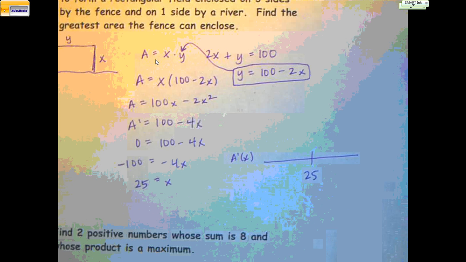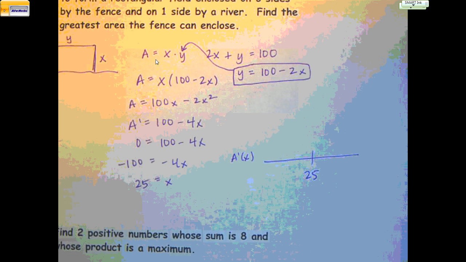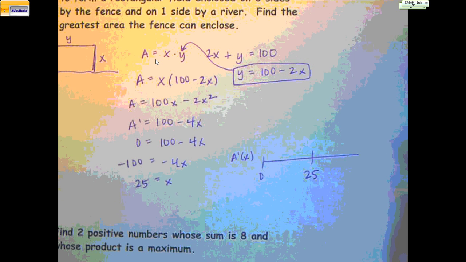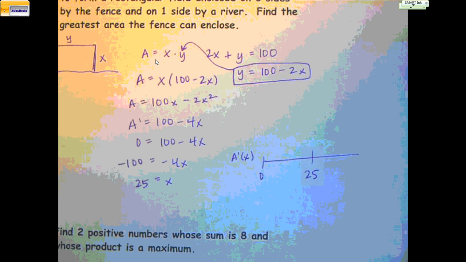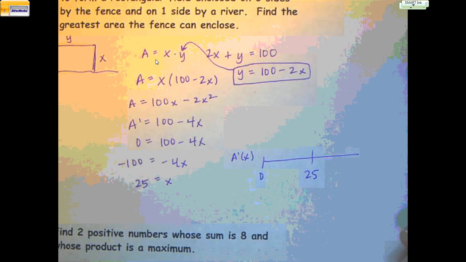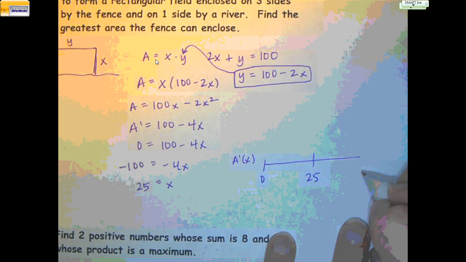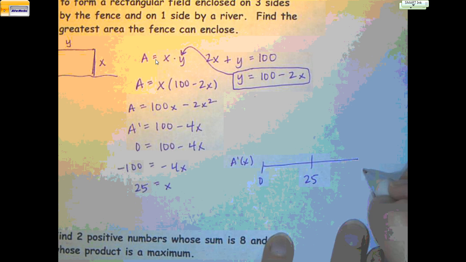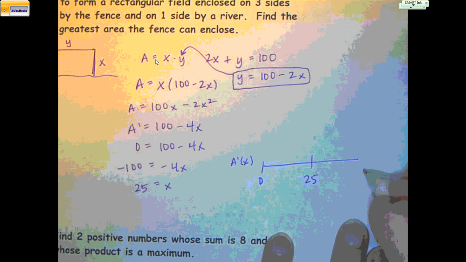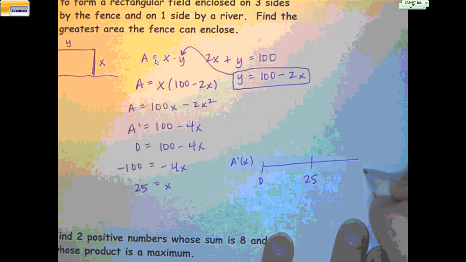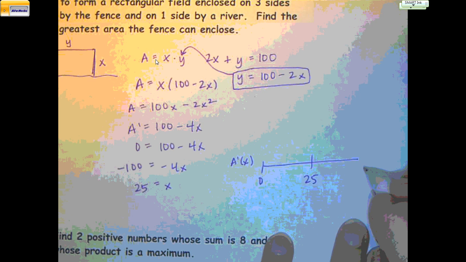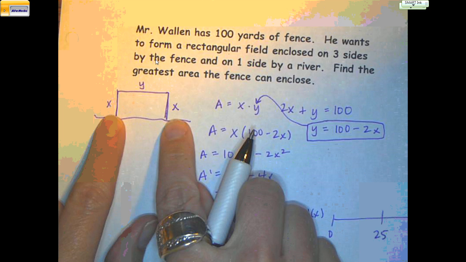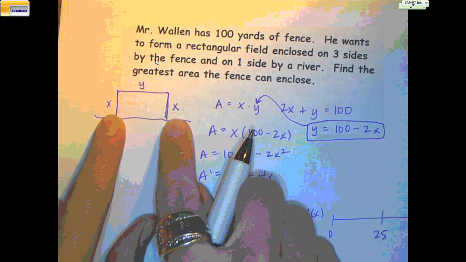Now, can x really be anything less than 25? No. What's the lowest it could be? 0 really is the lowest, right? I mean, it can't be exactly 0, but it could be like 0.0001. And what's the largest x could be? 100 or 50? There you go. How come 50? Yeah, because it's half, because we have 2 of them here. So if the total is 100, then these could each be almost 50.